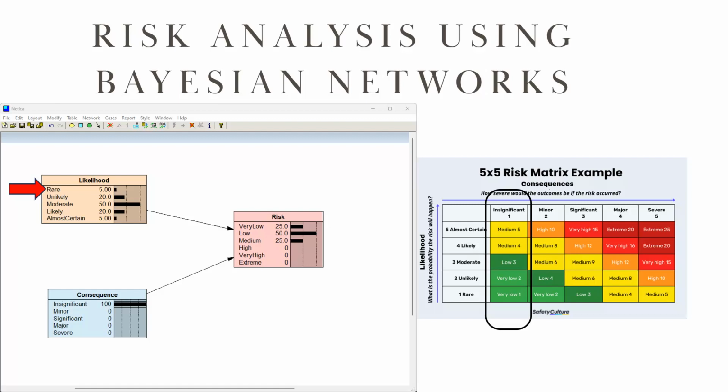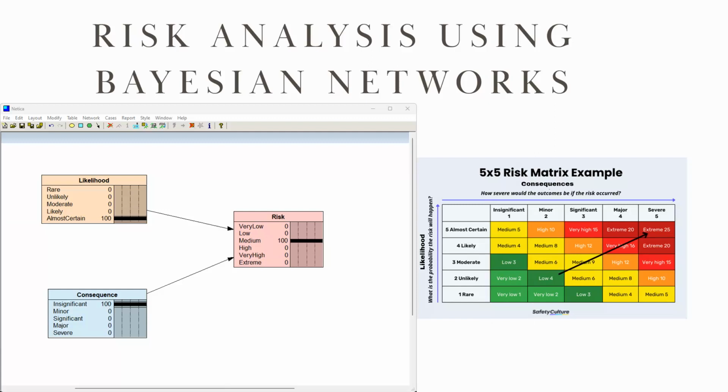So we now select an input of rare in the likelihood node. This results in a risk of very low, consistent with the risk matrix. We then select unlikely, and the risk is the same, also consistent with the risk matrix. Now select moderate, and the risk is low. Now select likely, and the risk is medium. Select almost certain, and the risk is also medium.